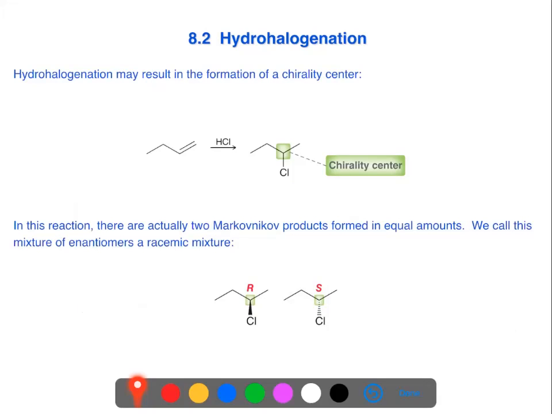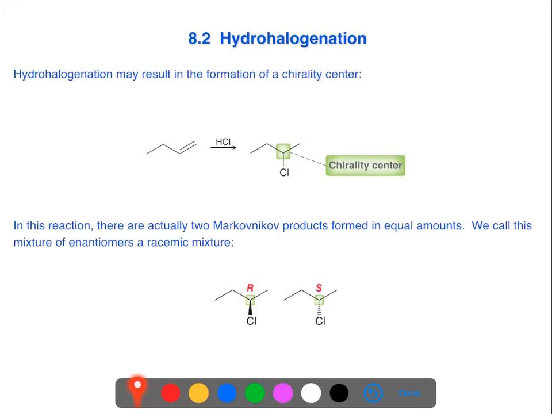So now let's look at some of the stereochemical aspects of this particular reaction. If hydrohalogenation results in the formation of a chiral center, we're going to find that the observed product ratio will be a mixture of the different enantiomers for that particular addition reaction. So in this particular example, we have an unsymmetrical alkene, we have hydrogen chloride as our reactant, and we would expect to form this particular 2-chlorobutane as our product. Note that this particular carbon has 4 different substituents attached to it, so therefore this is a chirality center.